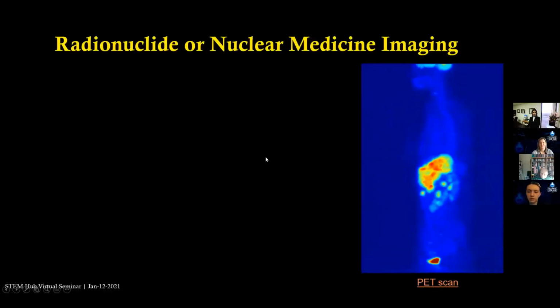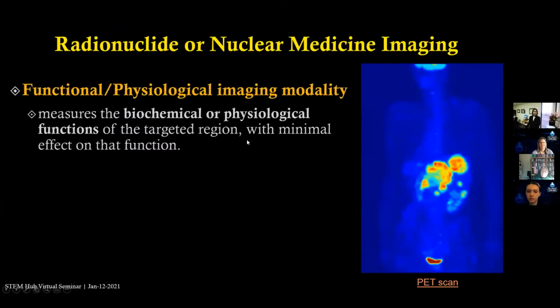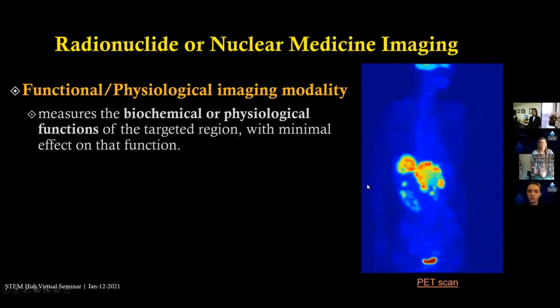Now let's go on to the next modality, that is radionuclide imaging. In contrast to CT or X-ray radiography, in radionuclide imaging you're actually measuring the biochemical or physiological function of a certain region. In this case, for example, you do not see the bones or any other organs, but you see just the metabolic activity here. So you're only producing functional information.